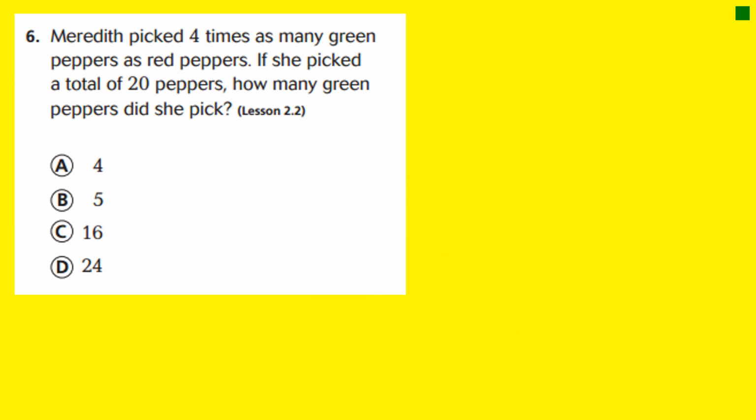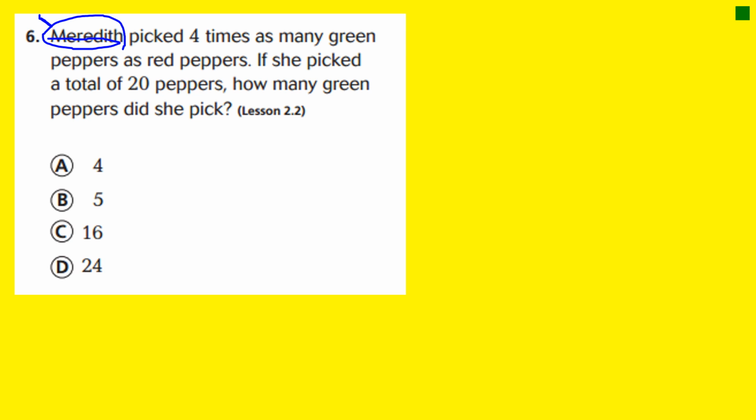All right, going down to spiral review, we're on number 6. This question is about Meredith. Okay, I'm starting to read, so read along here. Meredith picked 4 times as many green peppers as red peppers. If she picked a total of 20 peppers, how many green peppers did she pick? This reminds me of Peter Piper. Peter Piper picked a peck of pickled peppers. How many pickled peppers did Peter Piper pick? But it's Meredith, it's not Peter Piper.